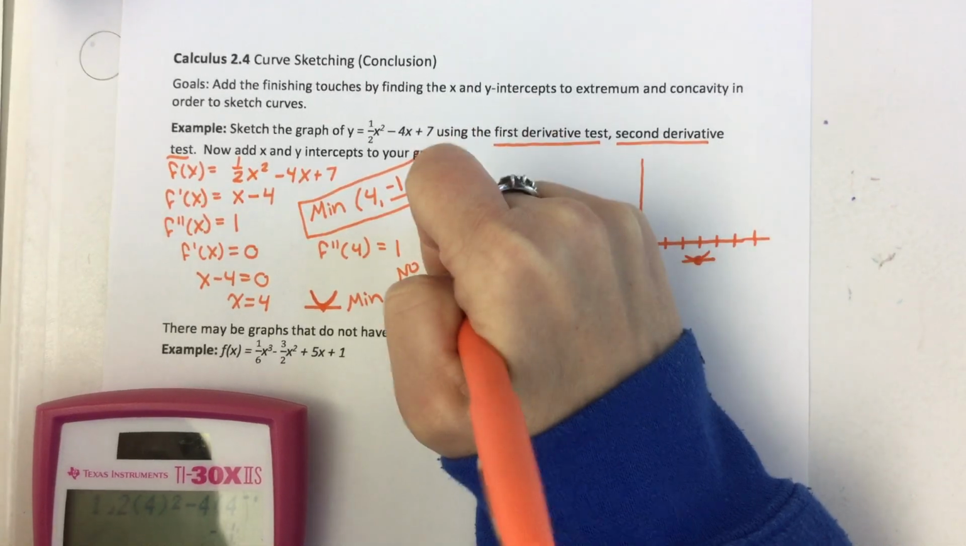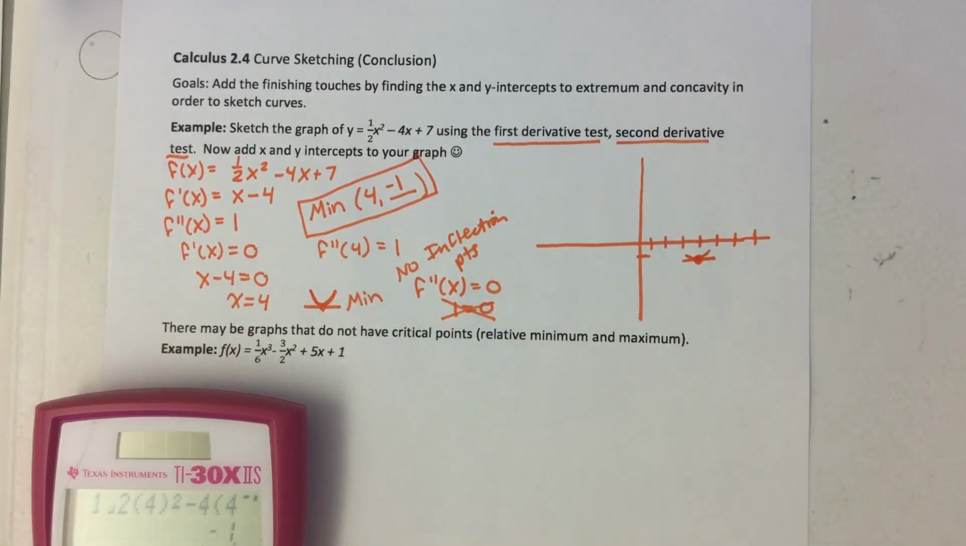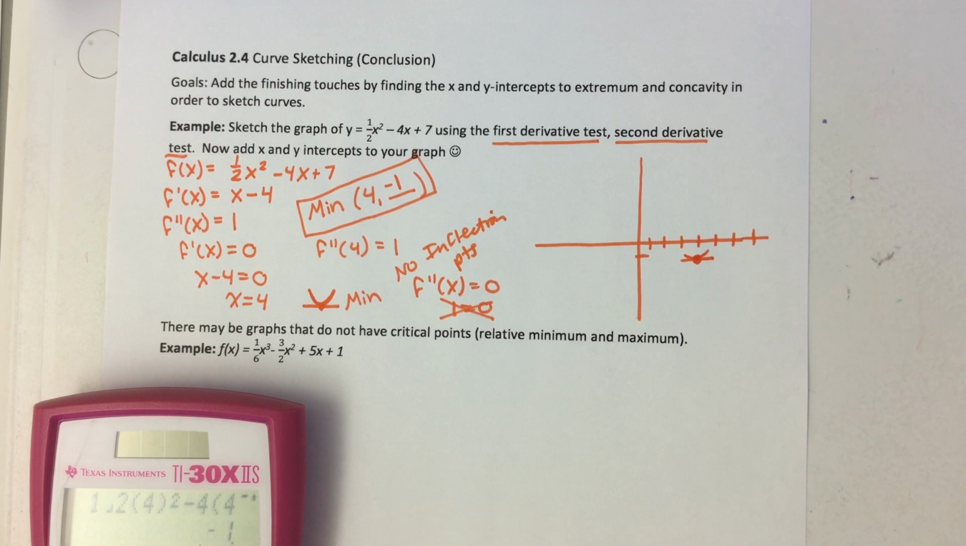I know that because the second derivative, if I set it equal to 0, I ended up with a false statement. It said 1 equals 0. We're done. Okay, so all I know right now is that. From 2.3, we're done. Okay, that's why they're saying, well, let's do some finishing touches.